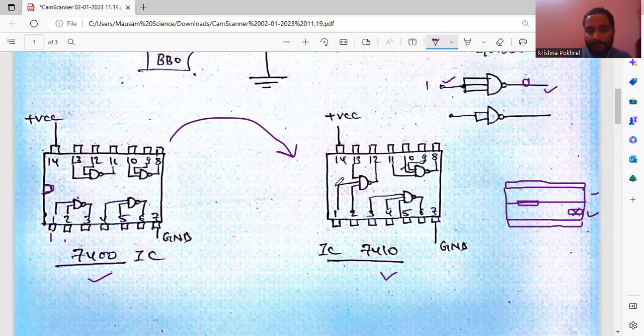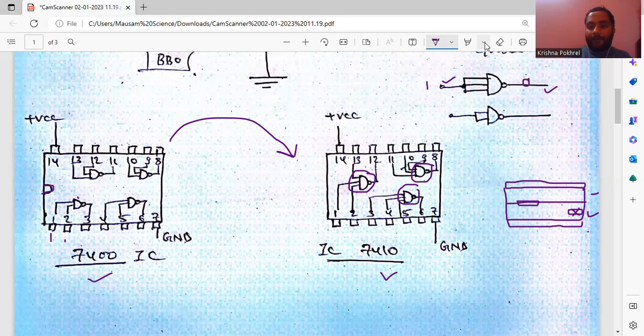Okay, suppose the input will be given here as 1, 2, and 13, and the output will be taken from 12. This is one compartment, and this is another compartment, and this is another compartment. So we are clear from here that the 7410 IC has 3-input NAND gates, composed of 3 parts inside that IC. And the 7400 IC has 2-input NAND gates, and there are four NAND gates in that 7400 IC. Okay, I hope I made you clear till here.